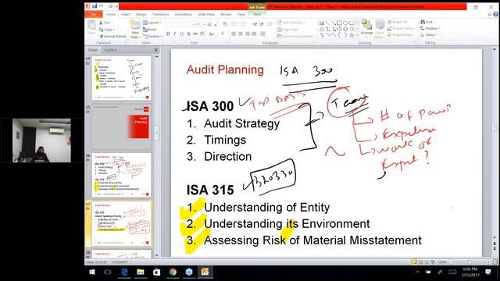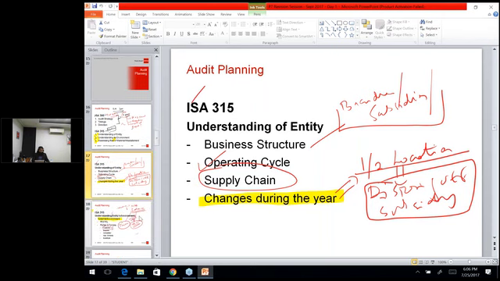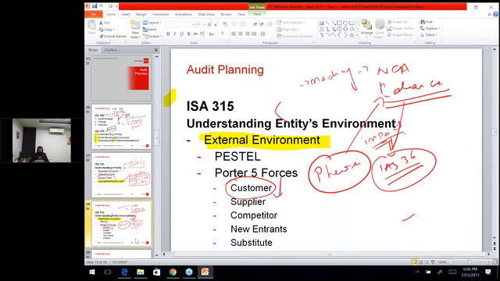We talked in detail about what we mean by understanding the entity, and what needs to be understood with the entity. Then we also talked about what needs to be understood with respect to the entity's environment. We talked about the internal environment and the external environment. So we discussed all these things.